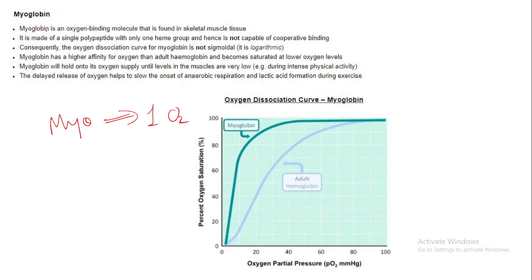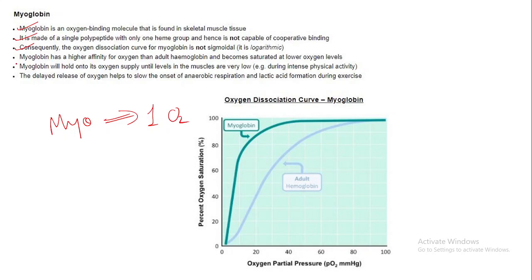Myoglobin is an oxygen binding molecule found in skeletal muscle tissue, like I mentioned. It is made up of a single polypeptide with only 1 heme group and hence is not capable of cooperative binding, or binding more than 1 oxygen molecule. Consequently, the oxygen dissociation curve of myoglobin is not sigmoidal, it is logarithmic. Myoglobin has higher affinity for oxygen than adult hemoglobin and becomes saturated at lower oxygen levels.